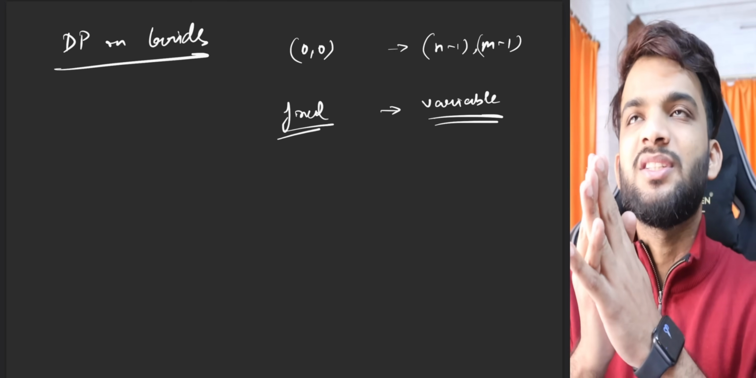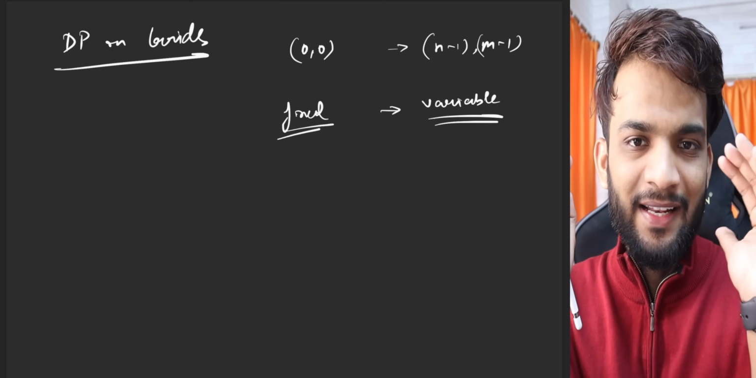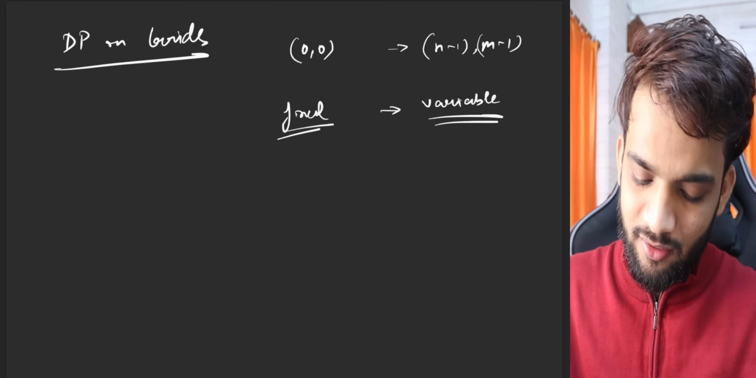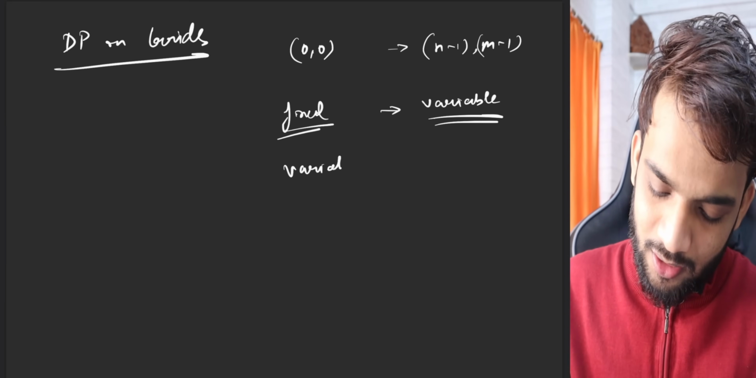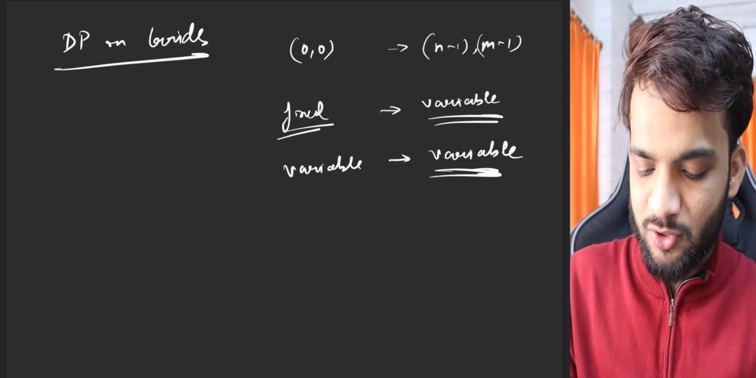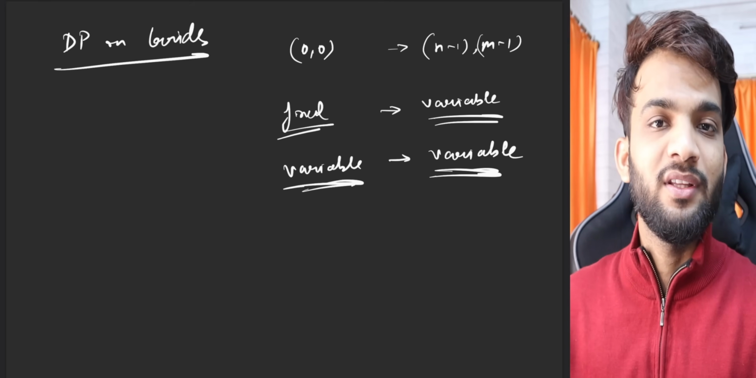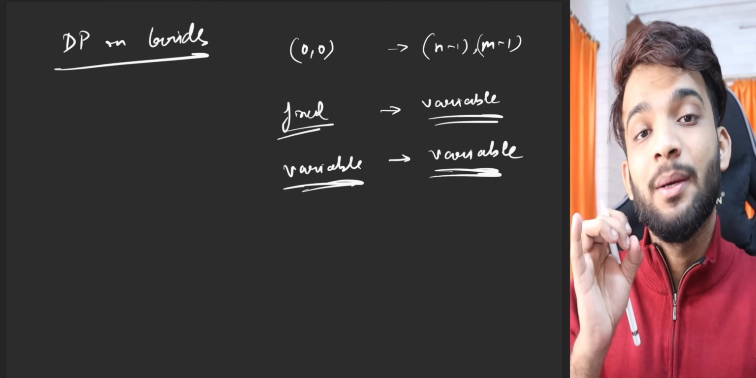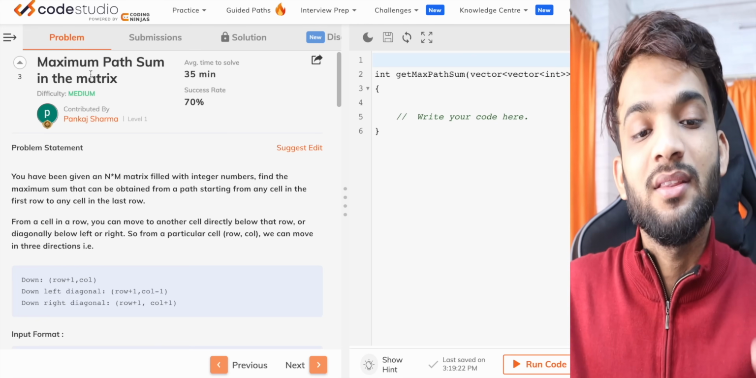So there was a comment which stated, what if it has a variable starting point and a variable ending point? How do you approach such problems? So this is where I thought of solving the next problem, which is the maximum path sum in the matrix.